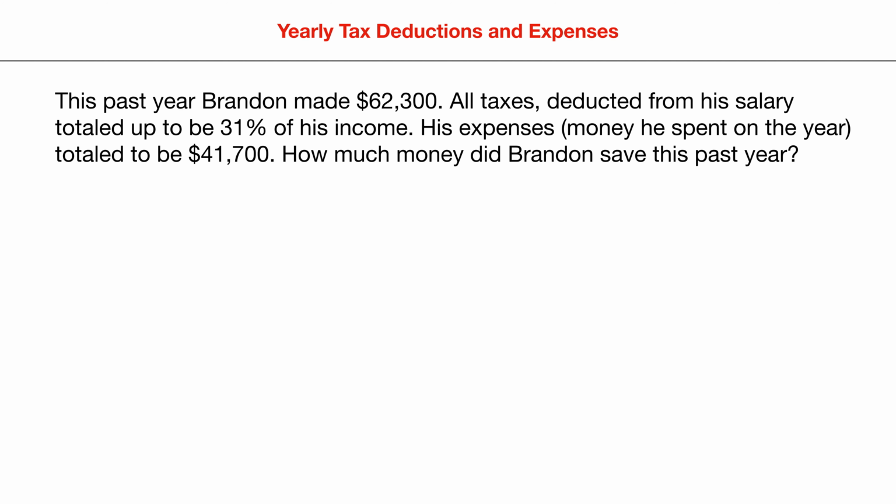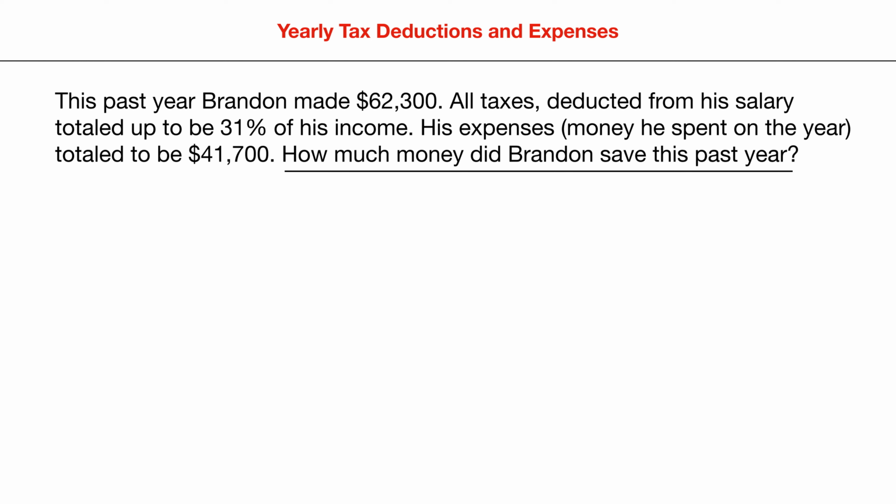You're going to be given a similar scenario, obviously different name and different numbers, but it's essentially going to be the same question. So this past year, Brandon made $62,300. All taxes deducted from his salary totaled up to be 31% of his income. His expenses, which is the money he spent in the year, totaled $41,700. How much money did Brandon save this past year? That's what you're going to be looking to answer.